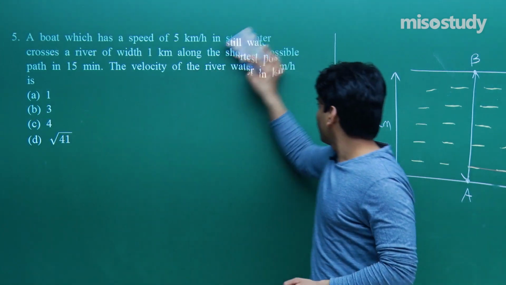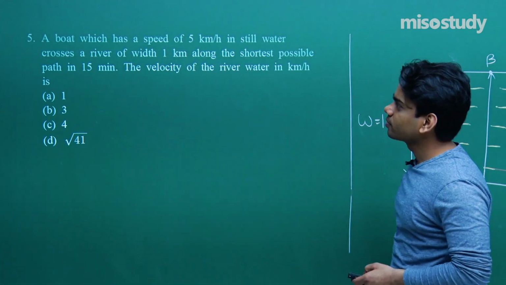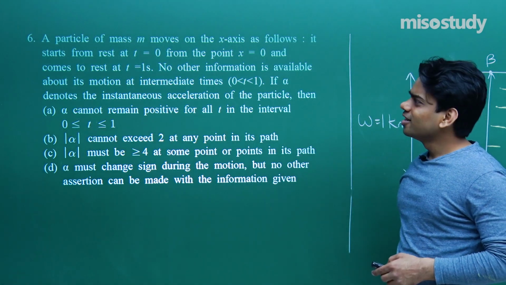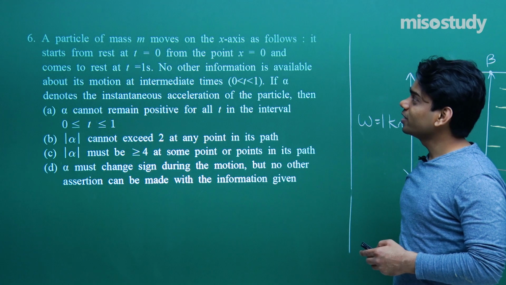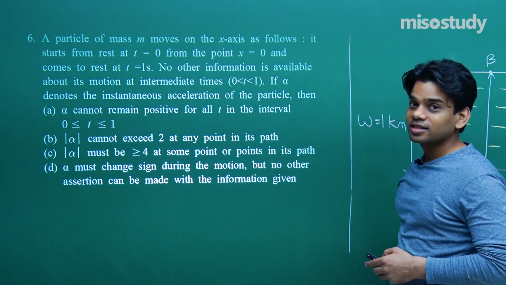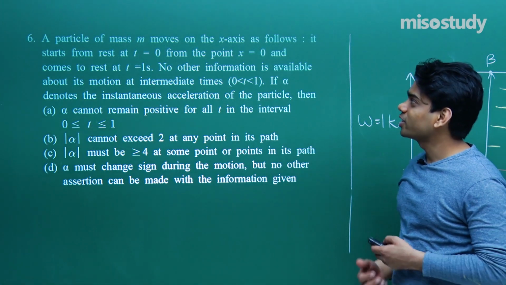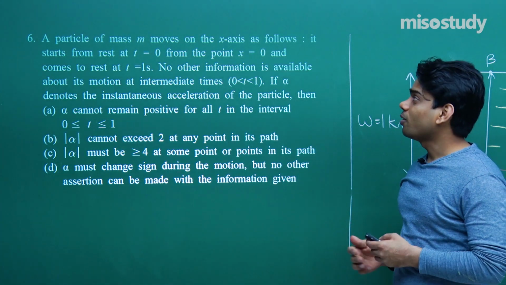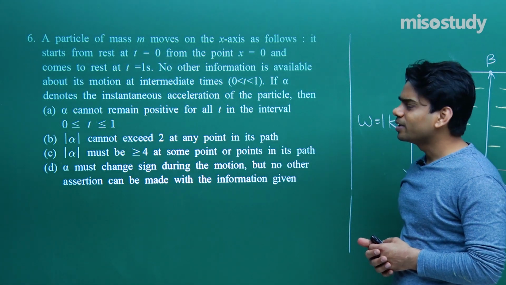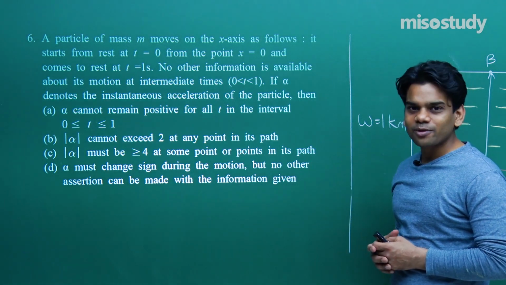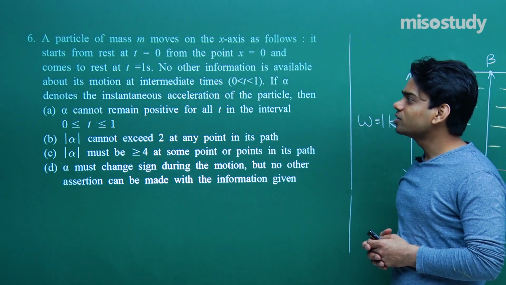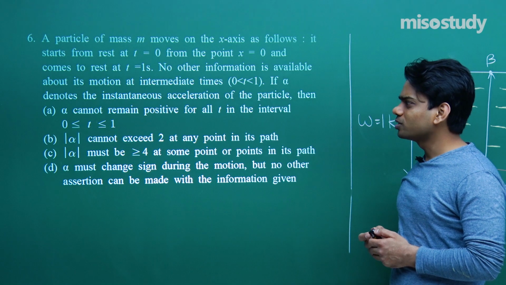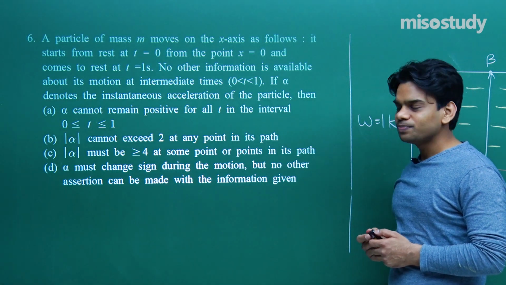Now we will approach the next problem. This one, the sixth one, is a lengthy question. Let's see it. A particle of mass m moves on the x-axis as follows. It starts from rest at t equals 0 from the point x equals 0 and comes to rest at t equals 1 second. No other information is available about its motion at intermediate times, that is for t from 0 to 1. If alpha denotes the instantaneous acceleration of the particle, then option A: alpha cannot remain positive for all t in the interval 0 to 1.